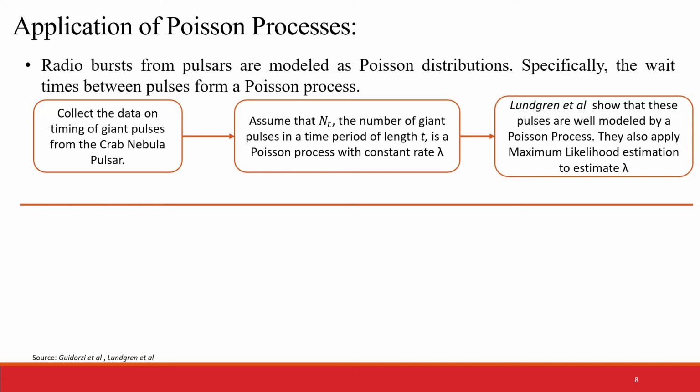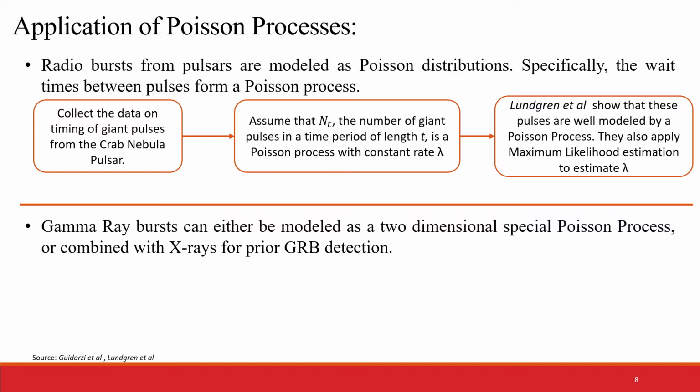They also apply the maximum likelihood estimation theory to estimate the value of lambda. In the second case, the gamma ray burst can either be modeled as a two-dimensional spatial Poisson process or combined with the X-rays for prior GRB detection.